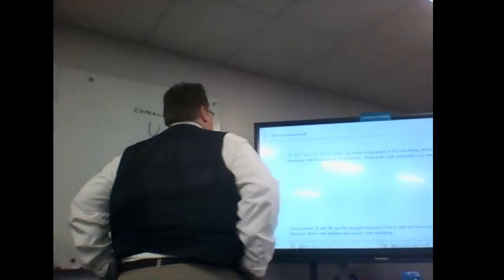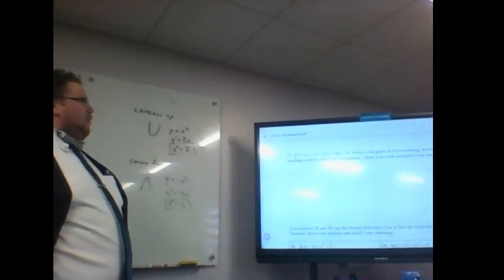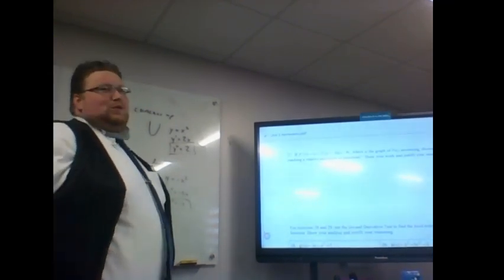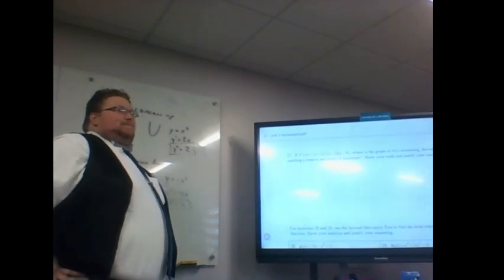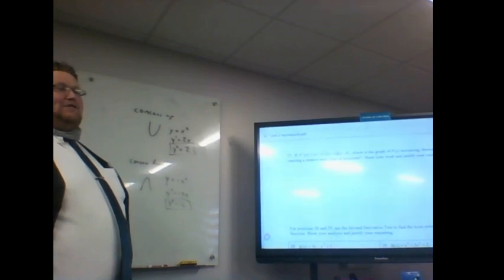F prime of x is equal to this function. Where is the graph f of x increasing, decreasing, and/or reaching a relative maximum or minimum? Show your work, justify your reasoning. Intervals of increasing, decreasing, relative max, and min. What are we going to do first? Take a derivative.